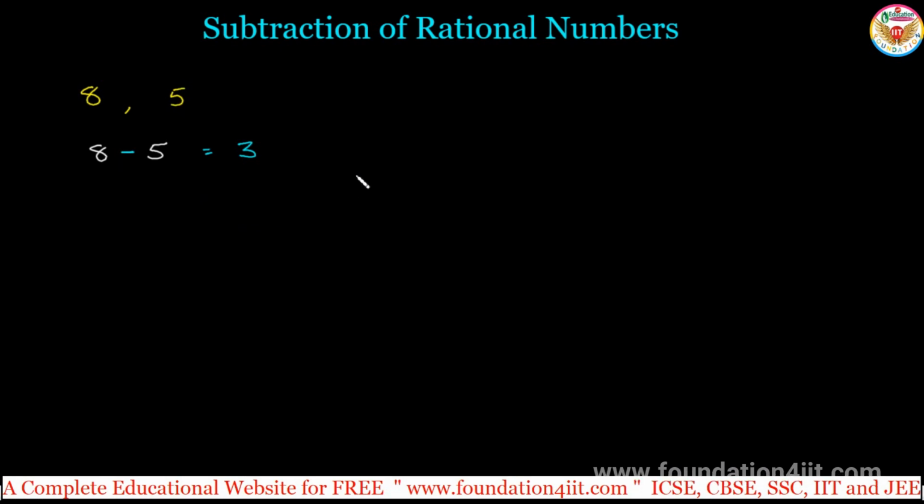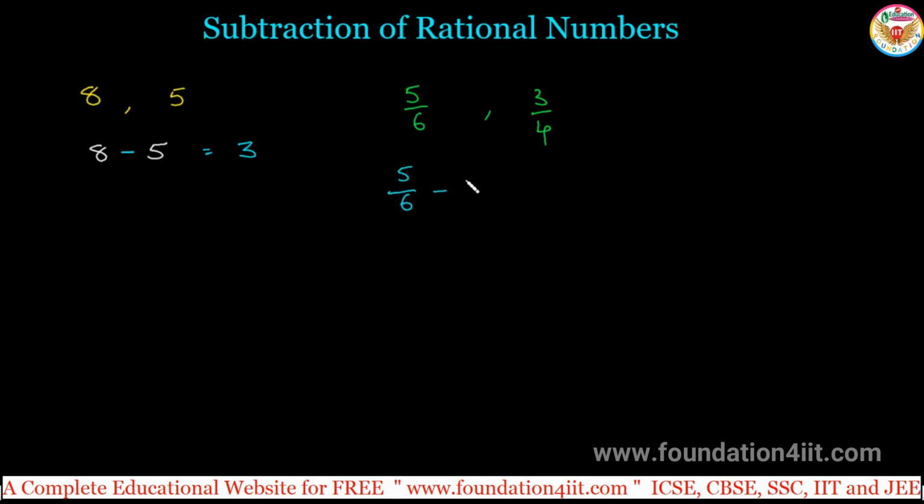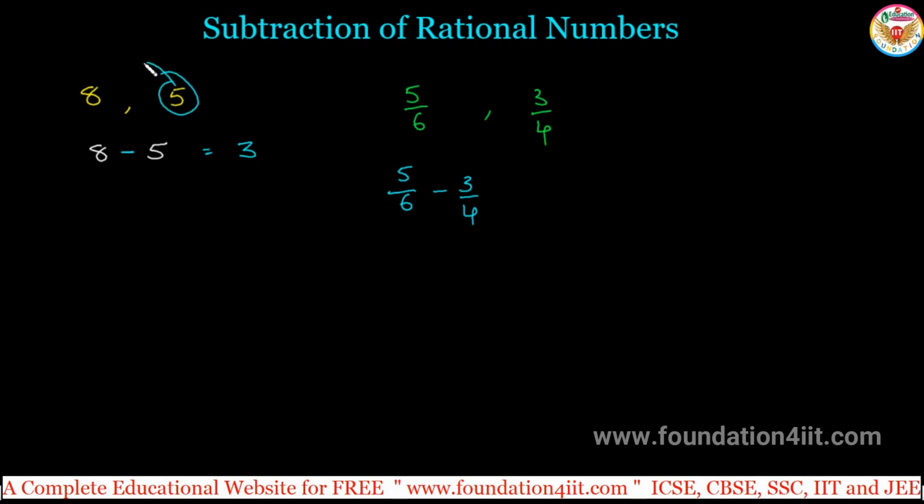For example, 5 by 6 is one rational number and 3 by 4 is another. You want to subtract 3 by 4 from 5 by 6, so it is 5 by 6 minus 3 by 4. If the question says subtraction of 3 by 4 from 5 by 6, then from 5 by 6 only, this 3 by 4 you are subtracting. Here also, same: we subtracted 5 from 8, that's why 8 minus 5. The process is the same, but the sign in between is negative.